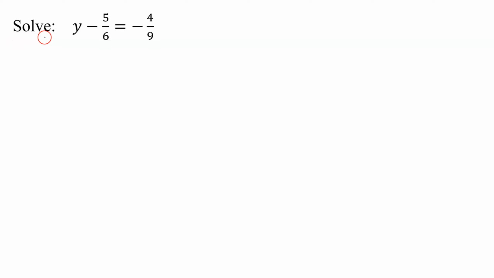In this example, we need to solve the problem y minus 5/6 equals negative 4/9. Well, what type of problem is it? It has an equal, so it's an equation, and the highest power on a variable is a 1, so it's a linear equation. The first thing you need to do with linear equations is get rid of all your denominators by multiplying every single term by the least common denominator.